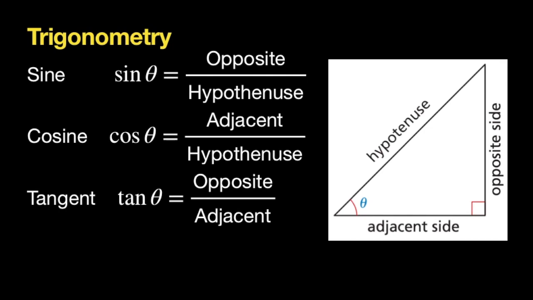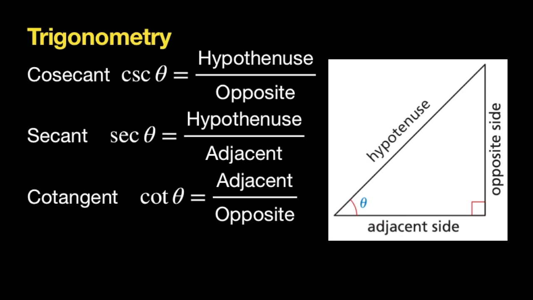Sine, so S, is equal to opposite over hypotenuse. CAH is cosine, adjacent over hypotenuse. And tangent, TOA, opposite over adjacent.